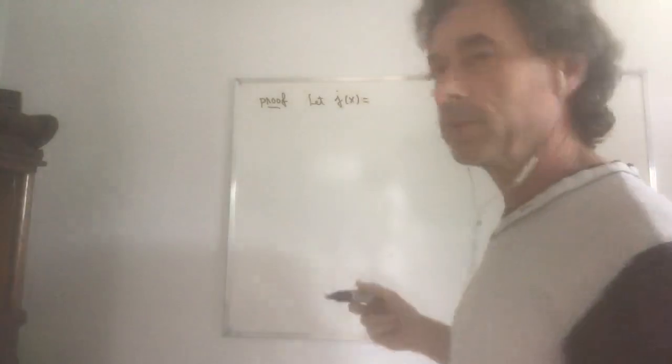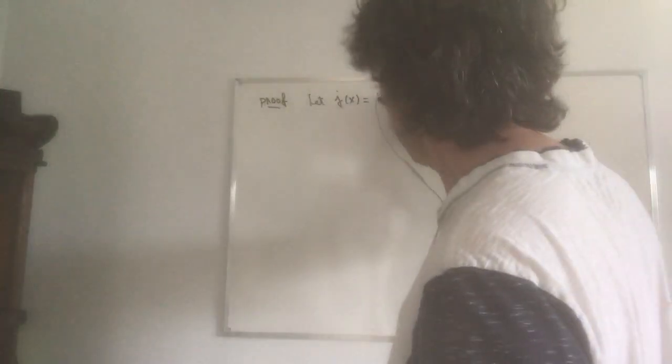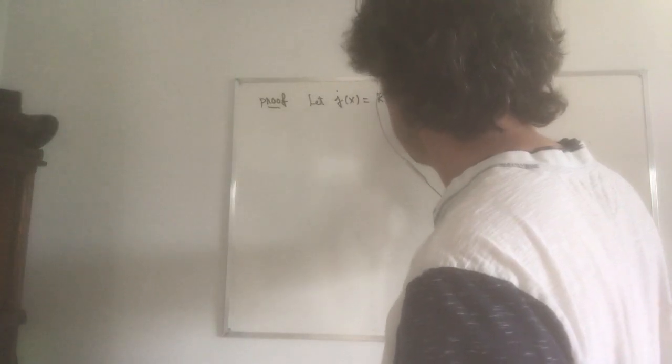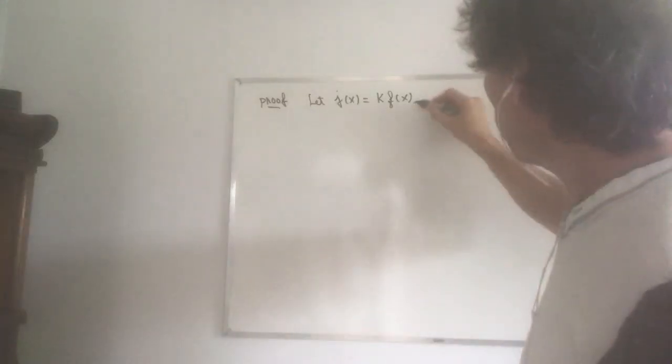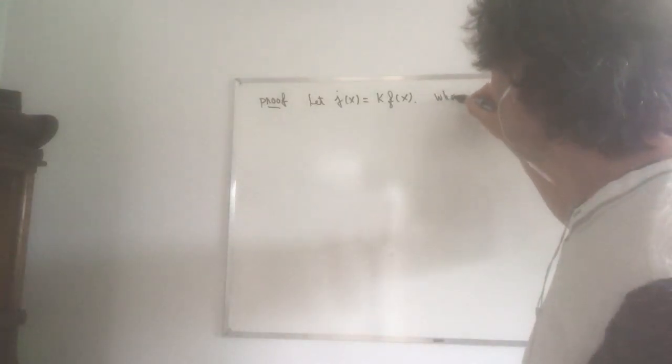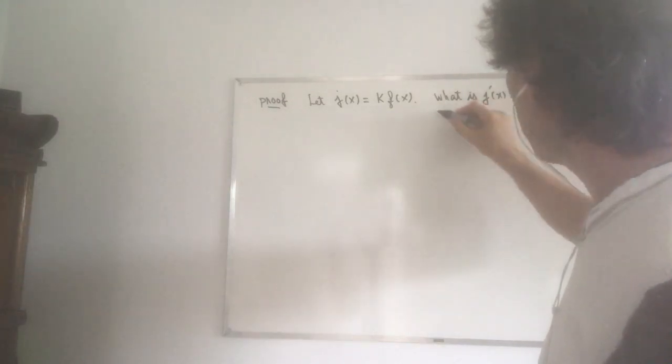Proof of that rule. Okay. So let j of x, I'm using that same notation as before, be k f of x. So the question is, what is j prime? What is the derivative of j?